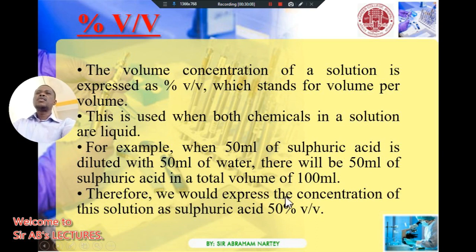Therefore, we would express the concentration of this solution as sulfuric acid 50% volume per volume. What it simply means is that we have 50% volume of sulfuric acid in the total 100 milliliters of sulfuric acid in water. So that is the meaning of volume per volume.